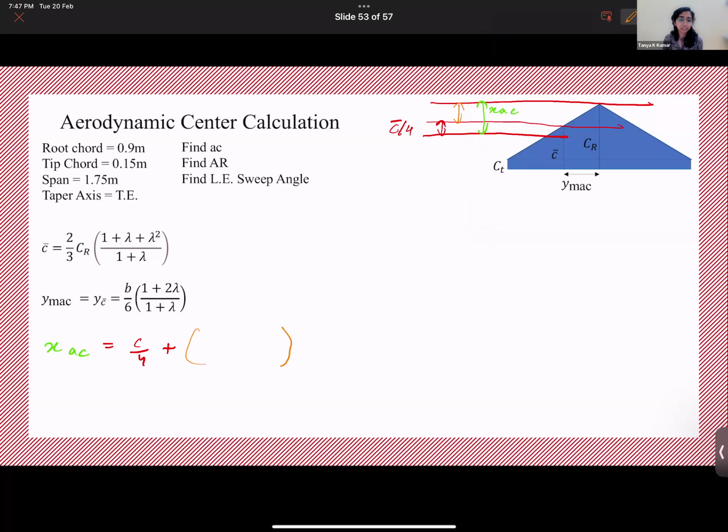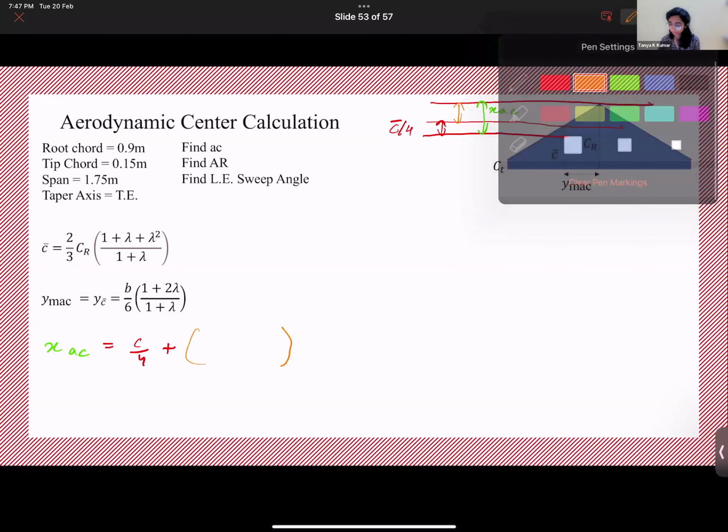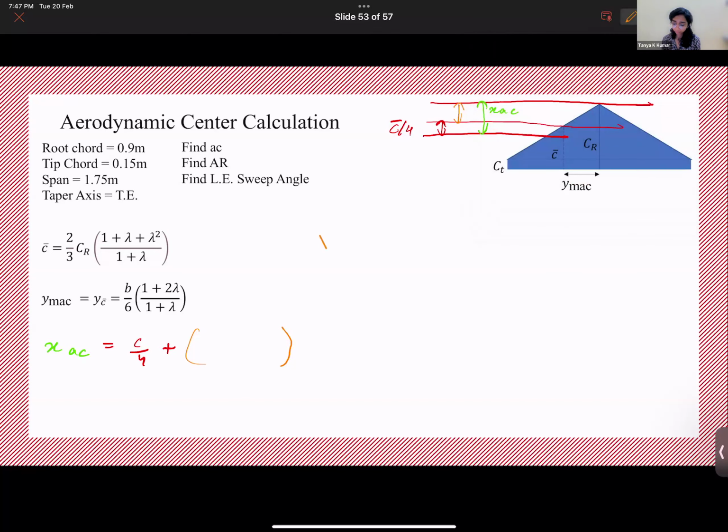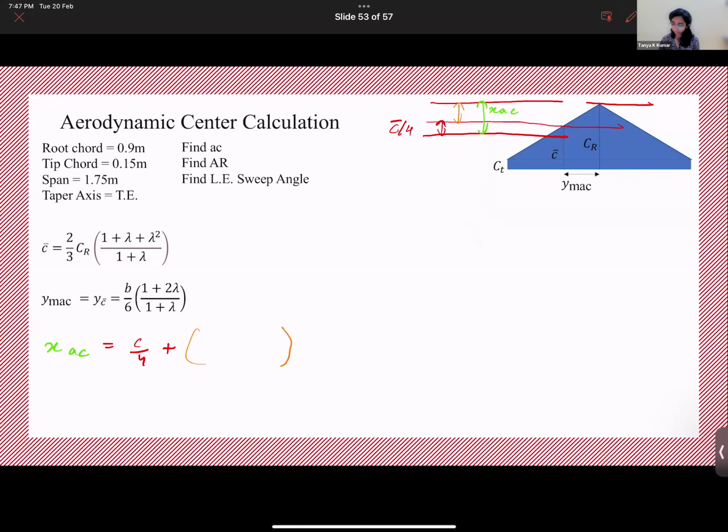Okay, XAC is still C bar by 4 plus the length in orange. How do you find out the length in orange? Just try doing it. It's simpler than the previous case. You can try doing this. Just take a few minutes and try doing it, and then we'll do it together.